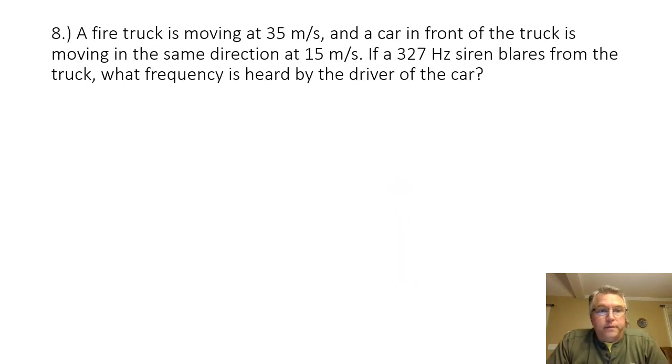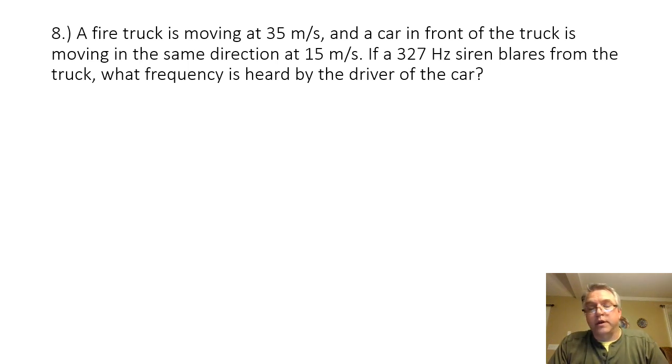Problem number 8. A fire truck is moving at 35 meters per second, and a car in front of the truck is moving in the same direction at 15 meters per second. If a 327 hertz siren blares from the truck, what frequency is heard by the driver of the car? So this is going to be a Doppler effect problem because we have a sound wave being emitted by a source that is moving relative to an observer.